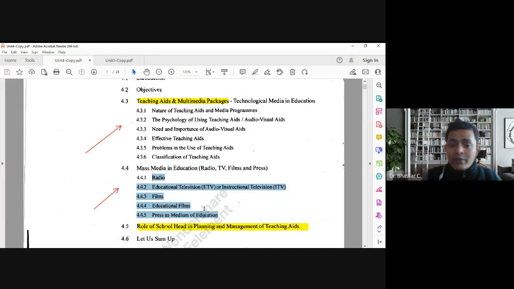Here we have taken only four or five: radio, ETV, films, and educational films. But it is not so that these are the only ones, and we have not taken computers here. So computers may also be taken here, right? They have replaced even the radio, the television, and the other means of mass media.